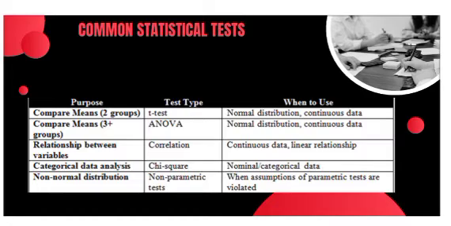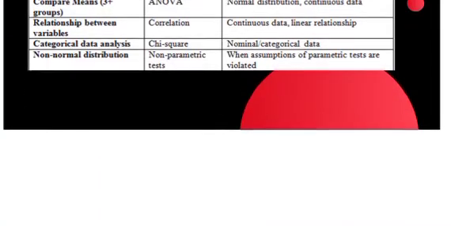And of course, if it's a categorical data analysis, you basically use chi-square. Of course, when the data is the nominal category, the categorization of data is basically nominal based on categories. And of course, when you're using non-normal distribution, you basically use non-parametric tests when the assumptions of the parametric test are violated.